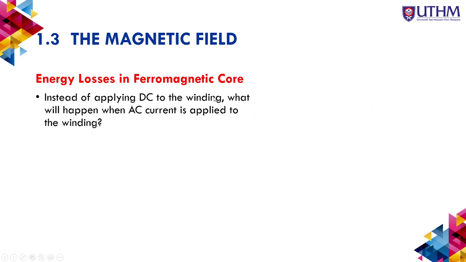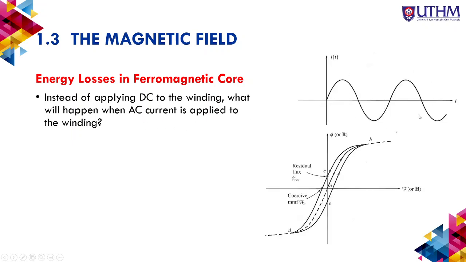So instead of applying DC to the winding, what will happen when AC current is applied? This AC current applied will have an effect. For example, starting from here, when it goes up, they start from zero. The path is AB. When going back to zero, they will not flow along the same path. They will go back along a different path.